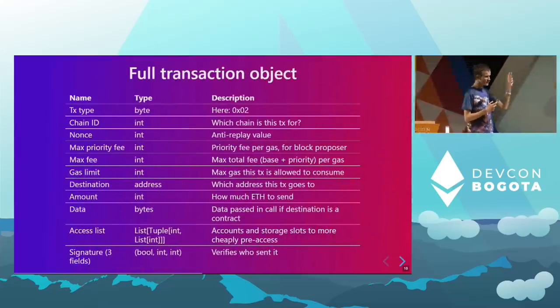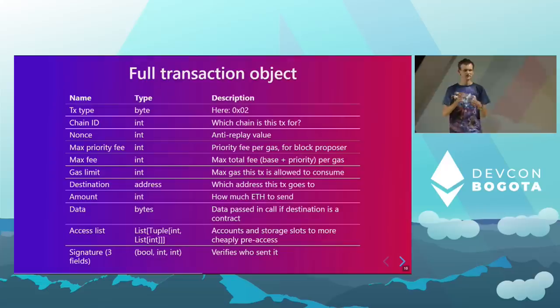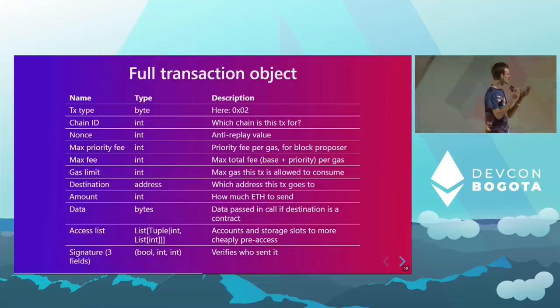So this is what a transaction object looks like, right? A transaction, as we mentioned, is like this big blob of data that represents a thing that a user wants to do that gets included on chain. You can see some of the parameters of what they are. Transaction type: this particular transaction type is 0x02. There's also 01 and others before it. Chain ID: which chain is this for?